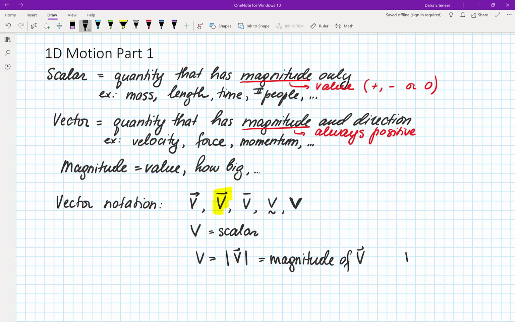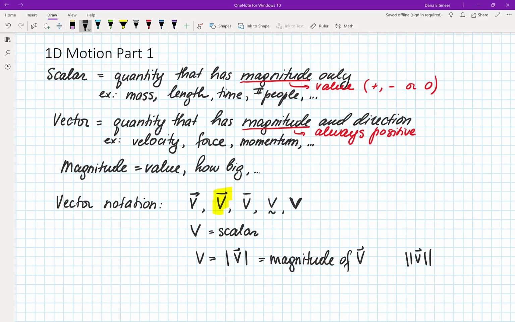You also might see it written like this with kind of double absolute values in calculus. That happens sometimes. We're not going to be using calculus in this class, but there is no harm in knowing this notation, that it is often used in calculus.